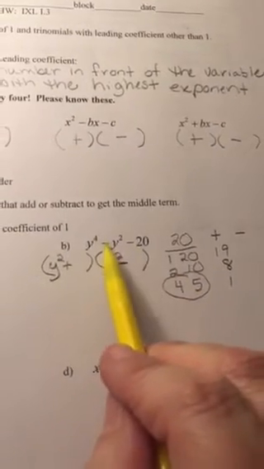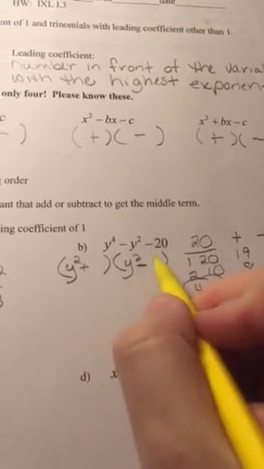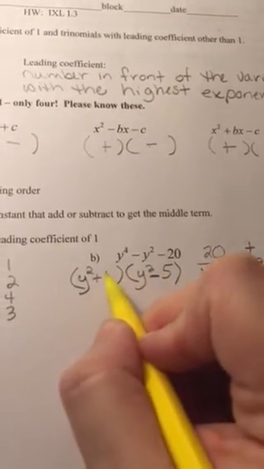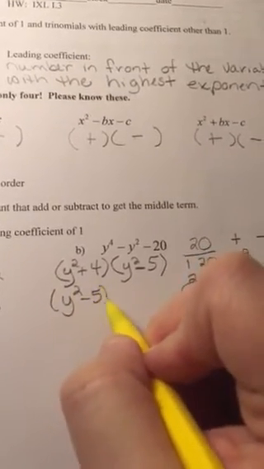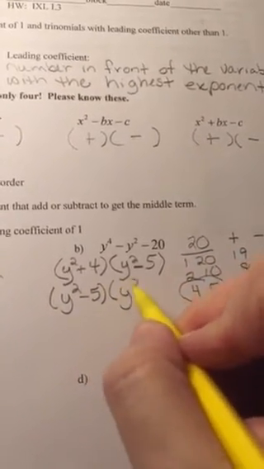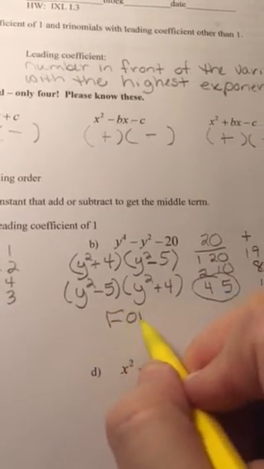The sign of the middle term is a minus, so the bigger number, the 5, has to go with the minus, and the 4 has to go here. And if you wanted to write it as y squared minus 5 times y squared plus 4, that's fine. And then, of course, you would FOIL to check your answer.